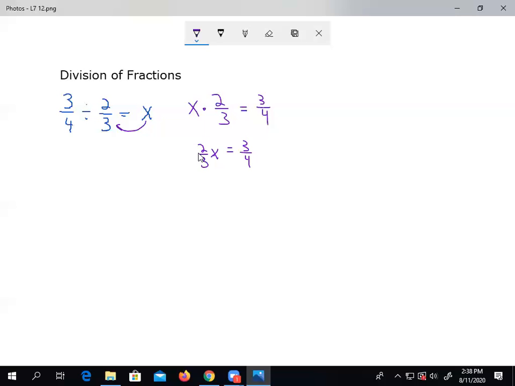And I can do this in 2 steps. I can make the 3 go away by multiplying each side by 3 because the 3 is related by division. So to make division go away, I can use multiplication. So I can multiply each side by 3. So the 3's will divide out, and I have then 2x equals 9/4.